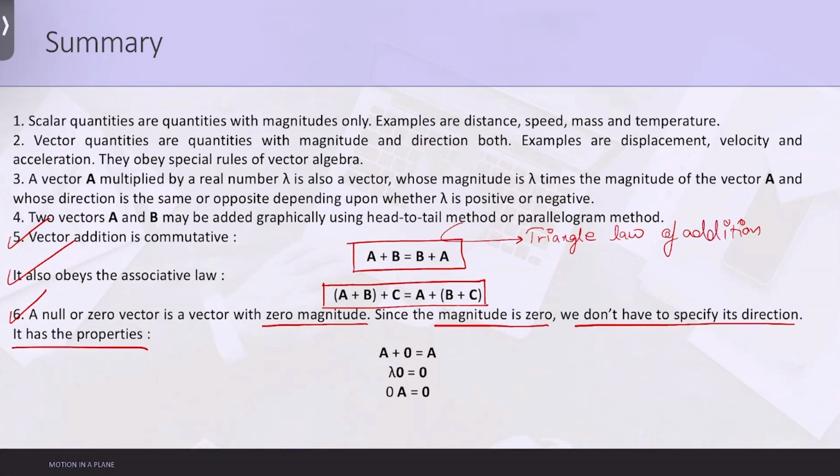Okay, so it has zero. It has the properties. A plus 0, so basically a vector A when added with a zero vector gives you the same vector. Lambda times 0 gives the zero vector again. And 0 multiplied by vector A gives you 0. So 0 here is a simple scalar only. So when 0 is multiplied by it, it gives you a 0.